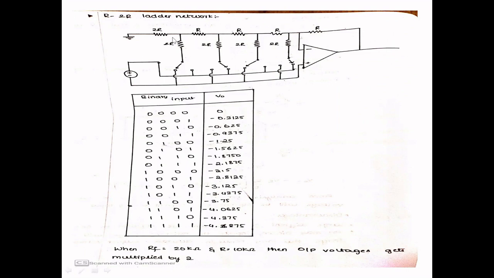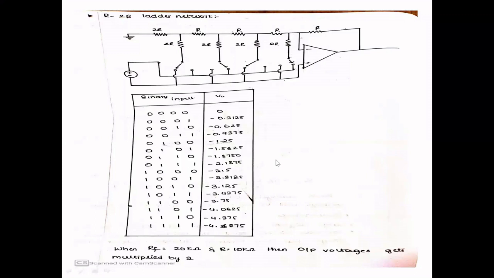Wherein you will have n number of resistors connected, R and 2R. These are the two resistors which we are going to consider in the R2R ladder network. So that is the reason the name says R2R ladder network, wherein you consider resistors R and 2R. And the network is in the form of a ladder. So that is the reason we call this network the R2R ladder network.